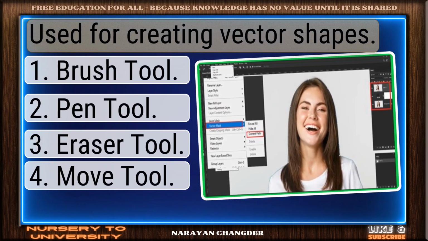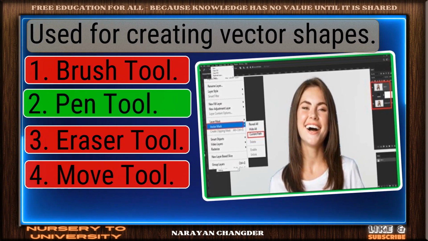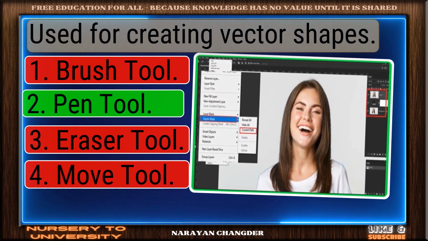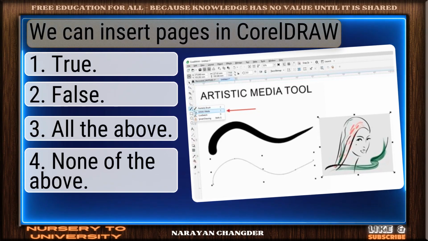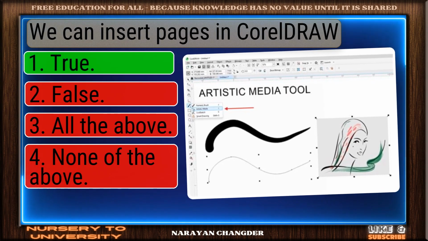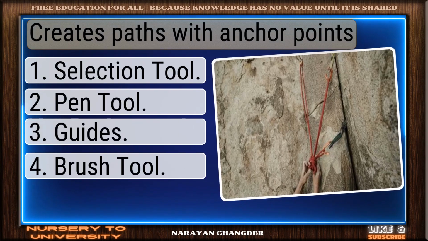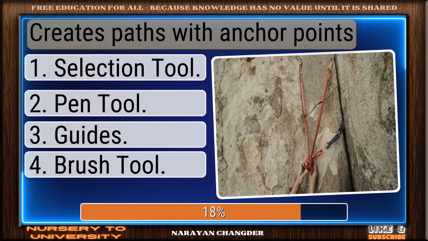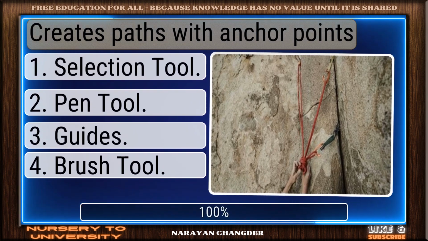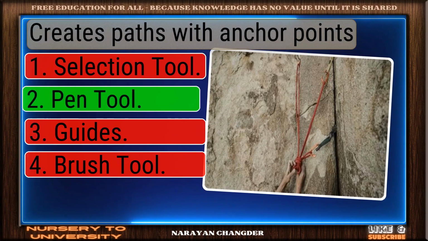Used for creating vector shapes. Great thinking. Pen tool is right. We can insert pages in CorelDRAW. Nice selection. True is correct. Creates paths with anchor points. Excellent choice. Pen tool is right.